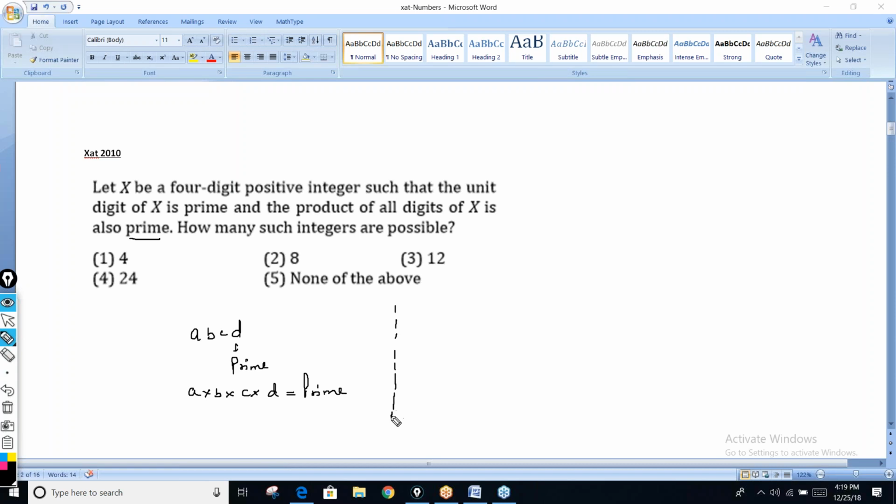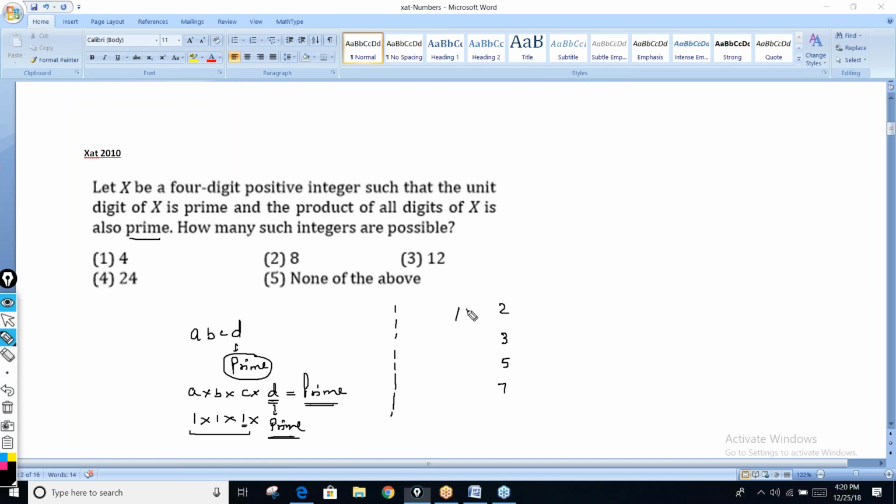So there's a four-digit number and the unit digit is prime. If this digit is prime and the product is also prime, how can it happen? It can happen when the other three digits are 1. Only then can the product be prime, because if you multiply any prime with any other digit, the number cannot be prime. So this is only possible when the other three digits are 1 and this digit is prime. And this digit has to be a single digit prime. So single digit primes are 2, 3, 5 and 7.